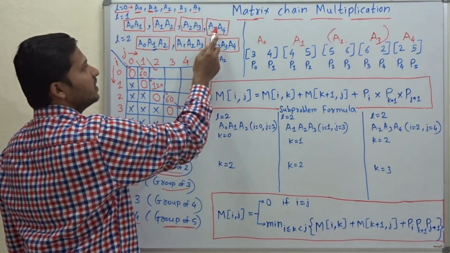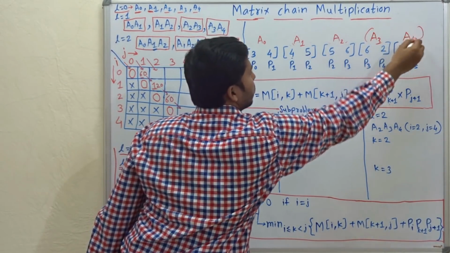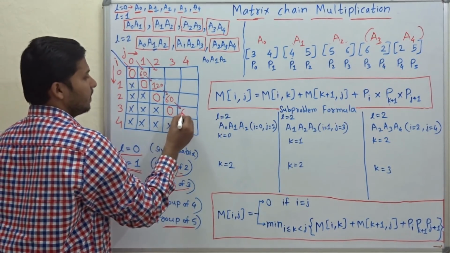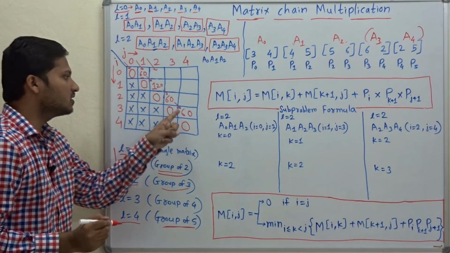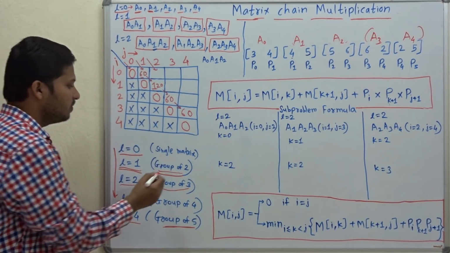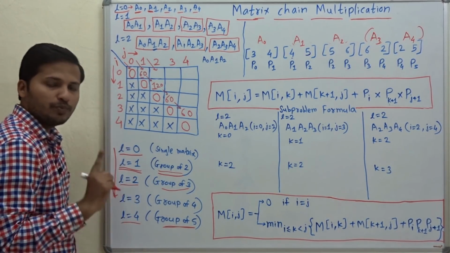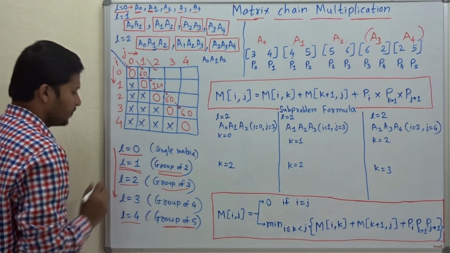And the last group is A3, A4. So A3, A4 means 6 into 2 is 12, 12 into 5 is 60. Yes, we have calculated the cost for L equal to 1, means a group of size 2. Now let's go to a group of size 3, means L equal to 2.